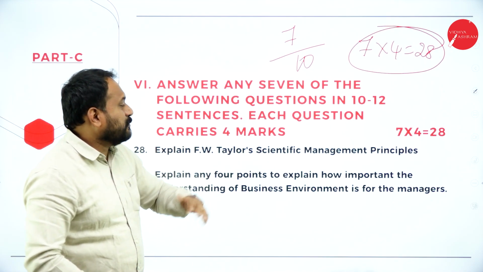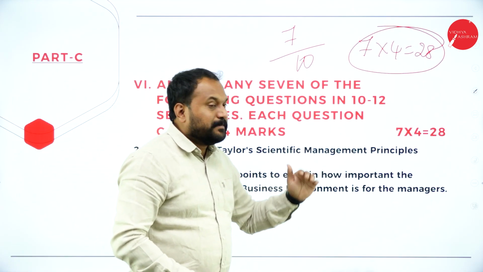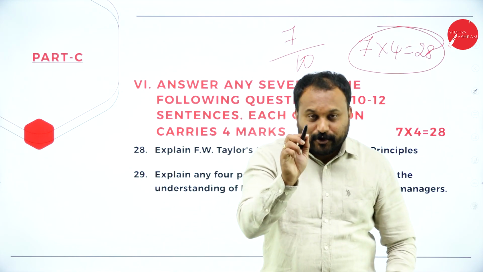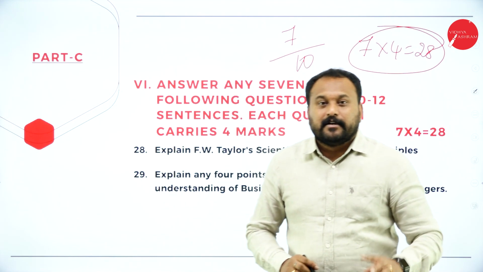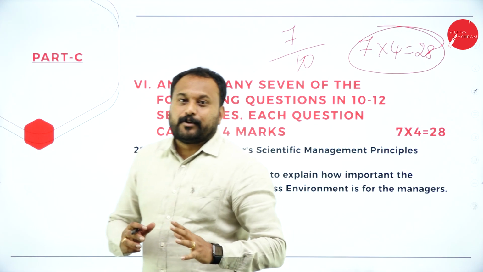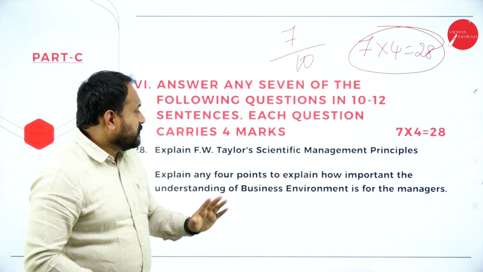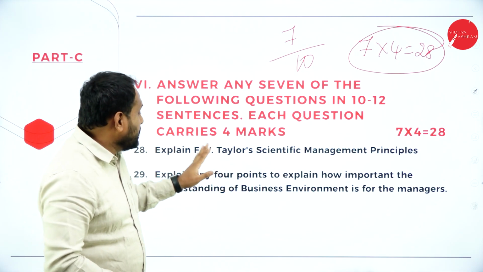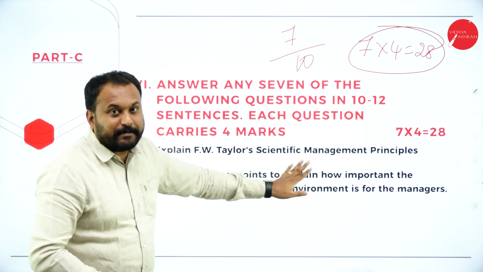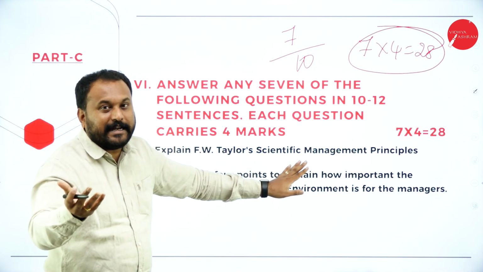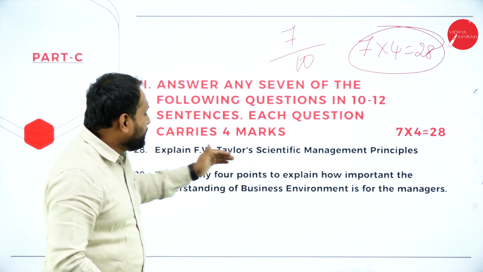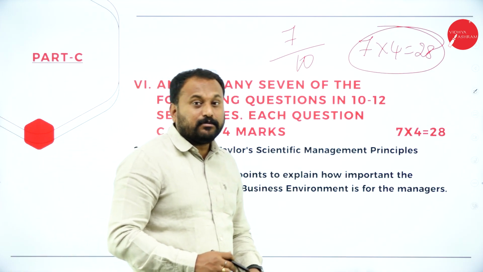First, explain F.W. Taylor's scientific management principles. See, here only you will understand. There was a question, who is the father of general management? So here we have the answer for that. That is F.W. Taylor, scientific management. So the remaining name was what? Henry Fayol. So explain F.W. Taylor scientific management. How to write this?